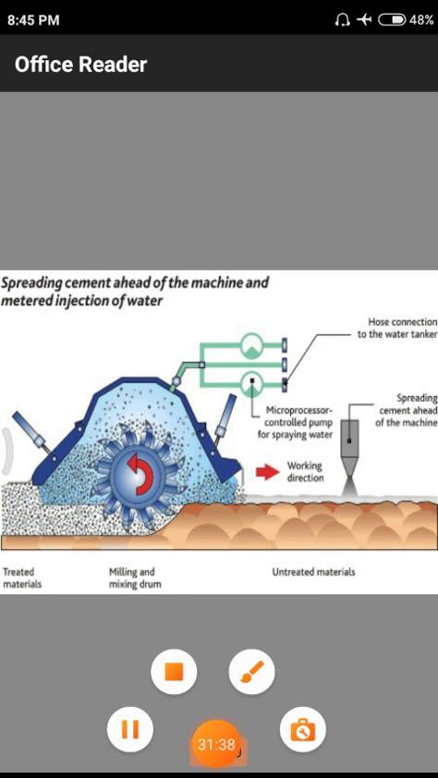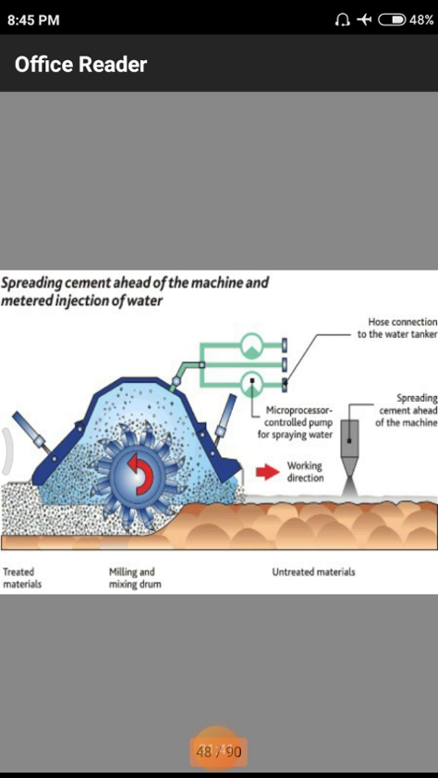This is another phenomenon. In the previous case we observed a dry mix plant and an in situ plant. In the dry mixing plant, we take the material from the plant and we have to spread that material on the soil. Here they are also doing the same process. The blades will spread the total content of cement particles on the layers of the soil. Before that, we are spreading the cement ahead of the machine.